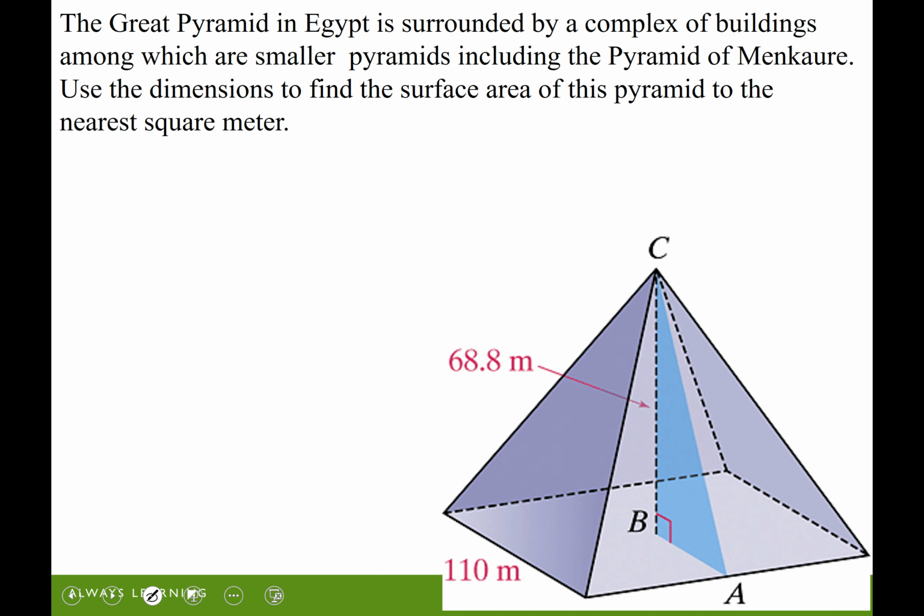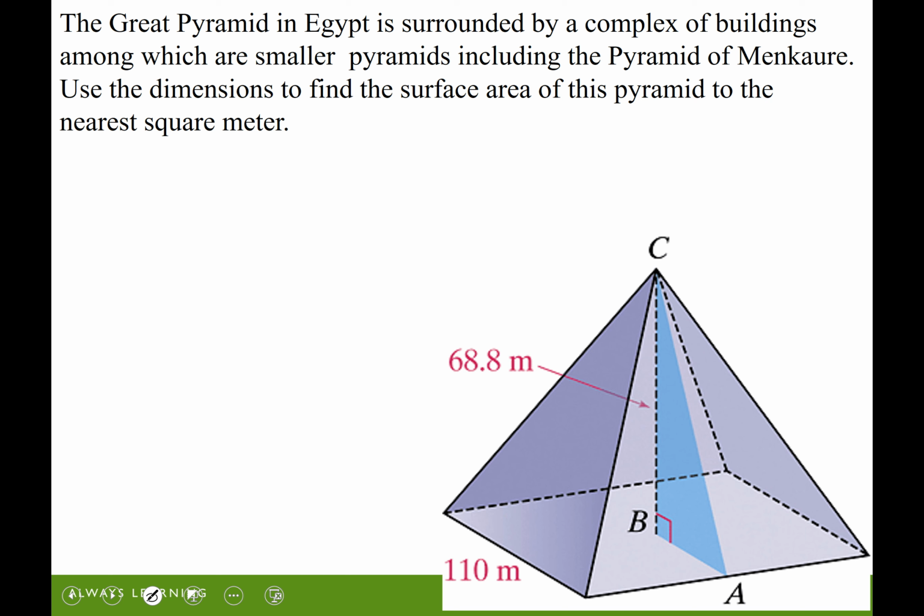All right, the Great Pyramid in Egypt is surrounded by a complex of buildings, among which are smaller pyramids. One of those pyramids includes the Pyramid of Menkaure. I'm not sure I'm saying that right. You can look that up. Okay, anyways, use the dimensions to find the surface area of this pyramid to the nearest square meter.